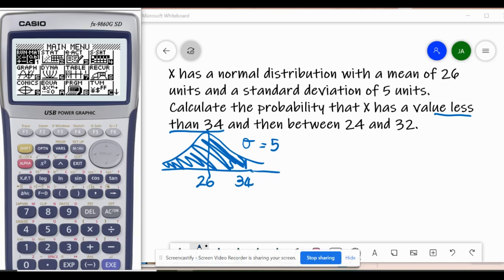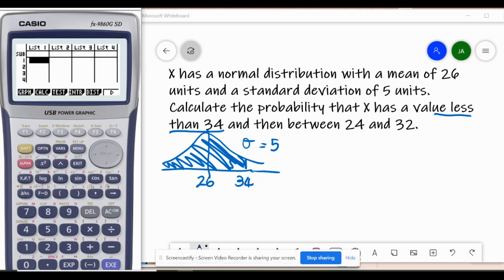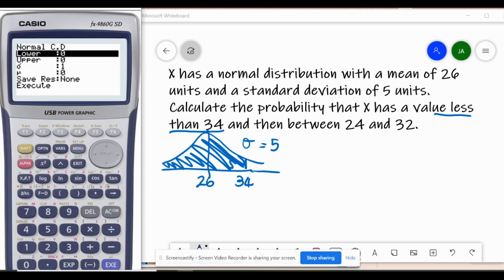So go into Menu. We're going to go to Stat, Distribution, because we're doing a normal distribution, and then Norm. Because we're doing an area under the curve, we use NCD. So this one, NCD here, F2.